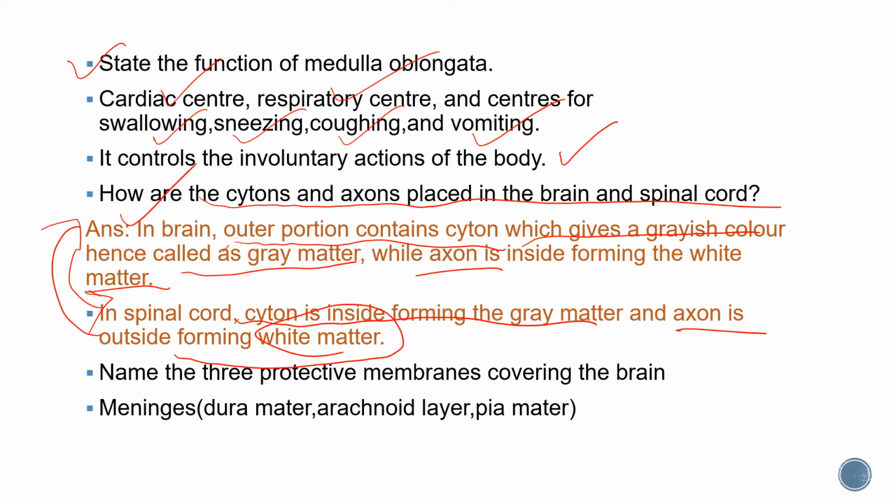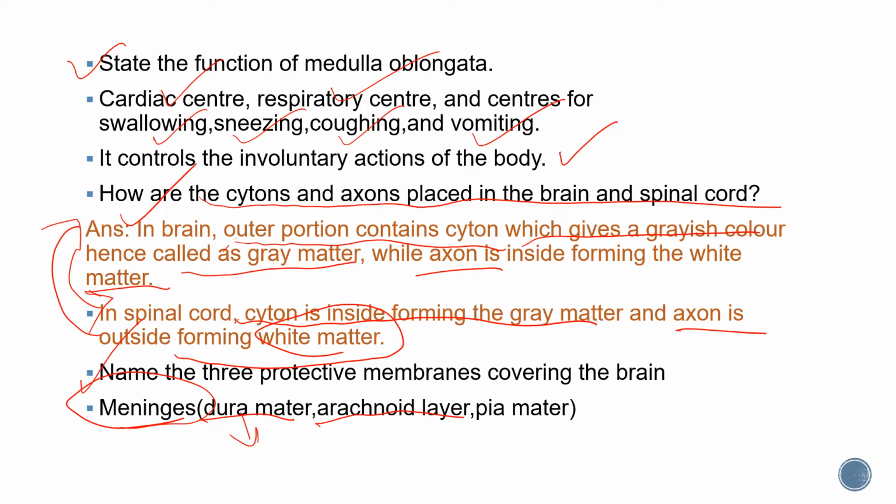Now let us come to the next one. Name the three protective membranes covering the brain. What are the three protective membranes covering the brain? It is the meninges, which is the layer covering the brain. It is divided into three parts. The first one is the dura mater, the outer tough protective layer. It is formed of fibrous tissue. Is it clear? The second part is the arachnoid mater, a very delicate membrane.